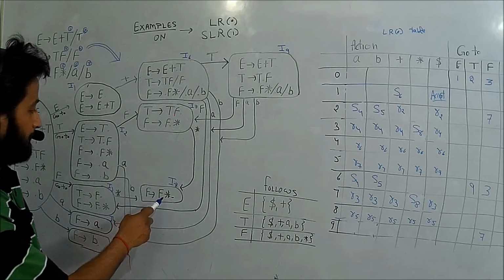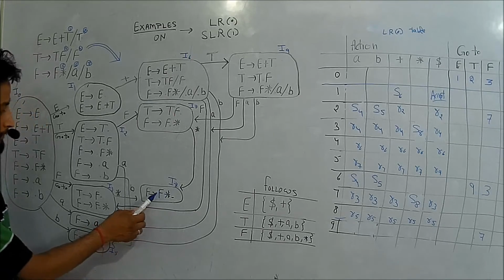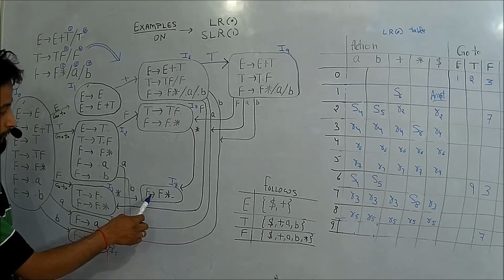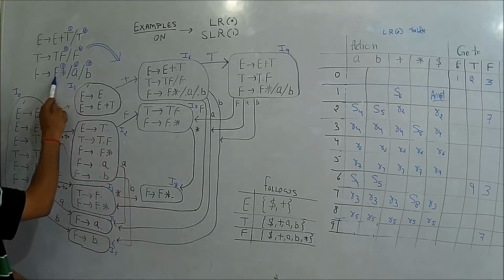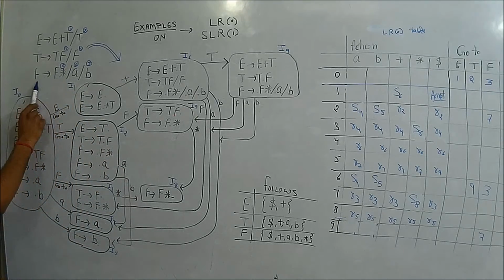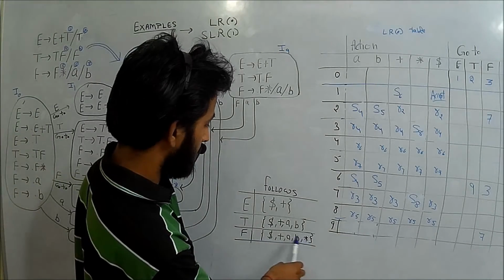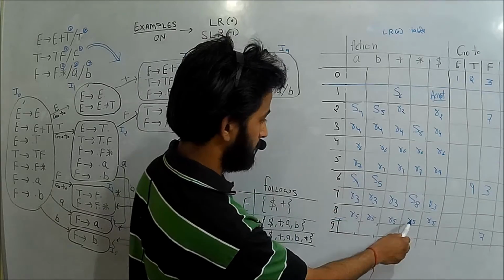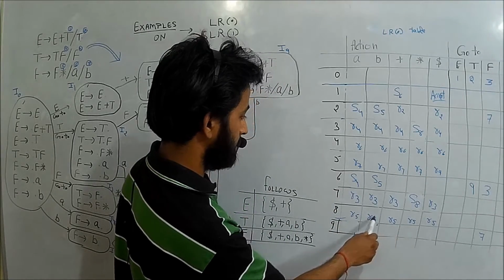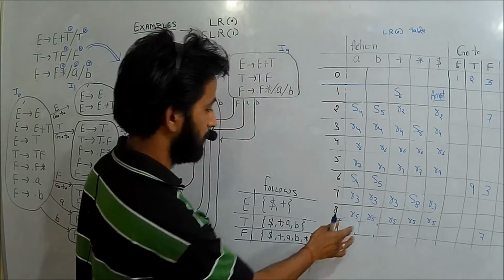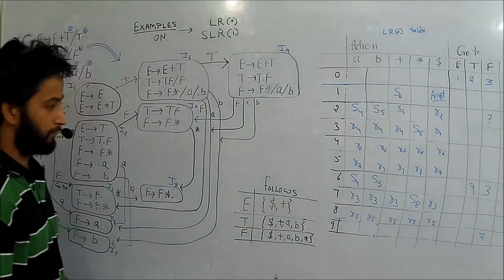And for the 8th state, with the move of F star, the fifth production, reduce to F, so I will put that under the follow of F, and the follow of F is star, plus, B and A. This is okay for that. Okay, no conflict up to this point.